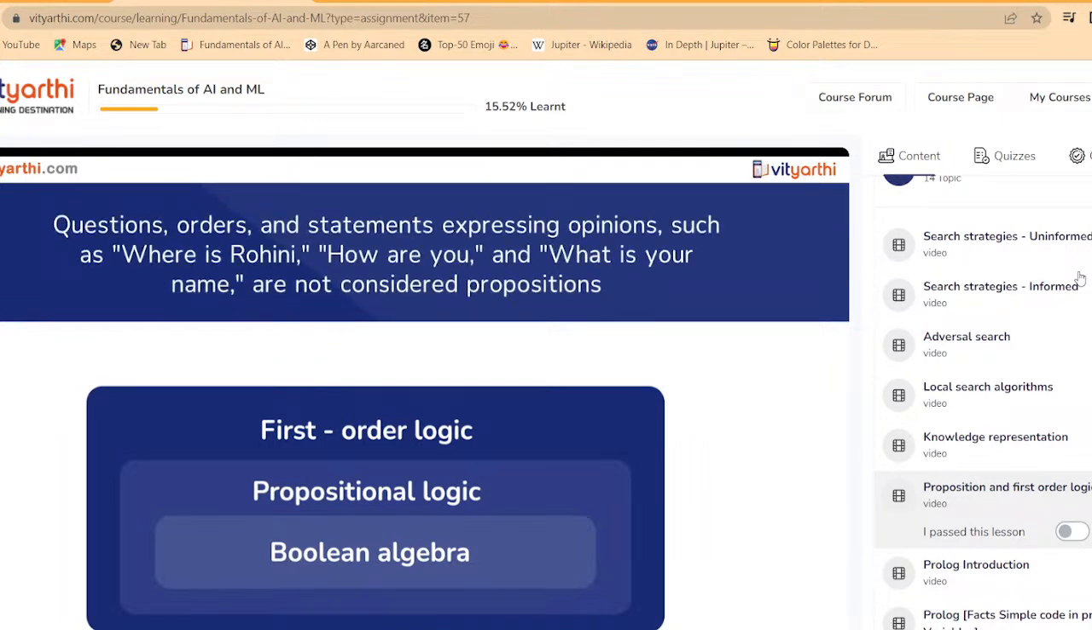Questions, orders, and statements expressing opinions, such as "Where is Rohini?", "How are you?" and "What is your name?" are not considered propositions.